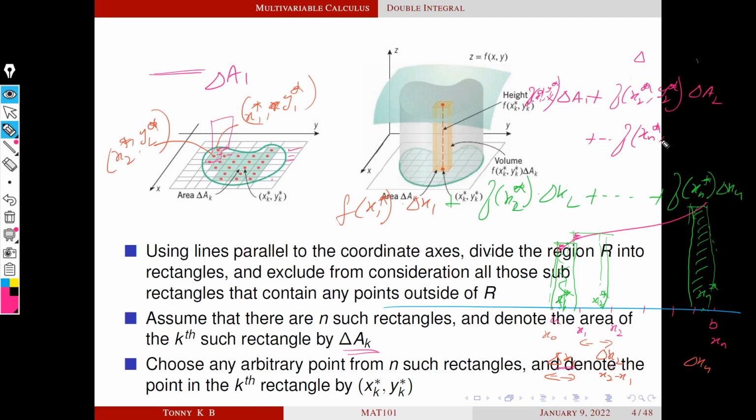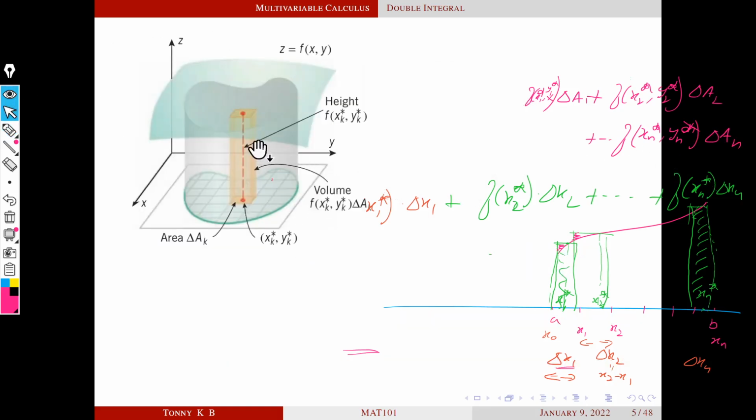So f of xn star, yn star, delta An. Clear? So this is the approximate volume of this region. So we can write this volume approximately using this finite sum. So volume is approximately sigma k equal to 1 to n, f of xk star, yk star, delta Ak. Okay, this same sum.